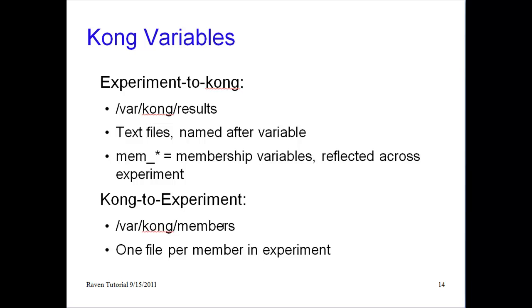If you look inside of the files, you will conveniently find all of the membership variables. So if you created a membership variable on planetlab2.cs.uoregon.edu for the Pong port, it would show up on the planetlab2.cs.uoregon.edu file in the /var/kong/members directory of every member in your experiment. So that is it for the introduction. Let's get started using the tools.